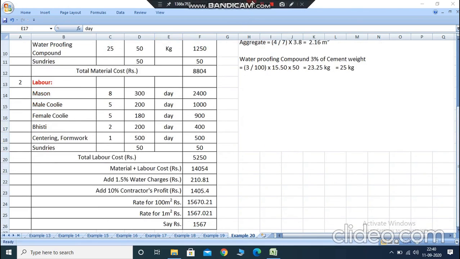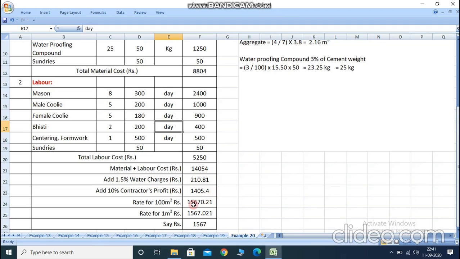Now the summation of 8,804 plus 5,250, we got the final answer for material plus labor cost: 14,054 rupees. Now add 1.5% water charges. So here 14,054 rupees multiplied by 1.5%. So we got the answer 210.81 rupees, and add 10% contractor profit. So here 14,054 multiplied by 10%, we got the answer 1,405.4 rupees.